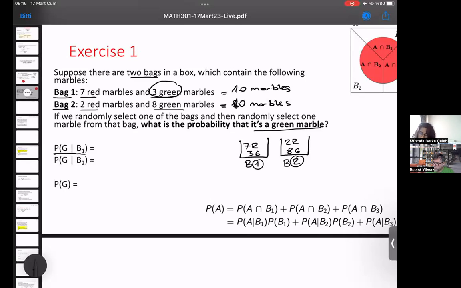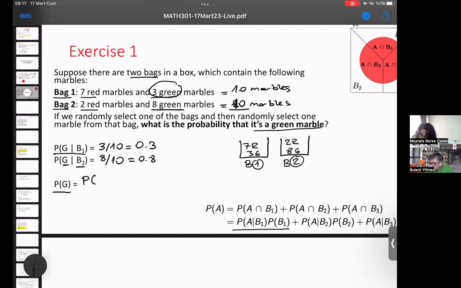3 out of 10 marbles is green in bag 1. What's the probability of obtaining green when I choose bag 2? It is going to be 8 over 10, right? 8 greens out of 10 marbles, it's going to be 0.8. Now it's time for me to find out the probability of green. How do I find it? Let us implement this formulation.